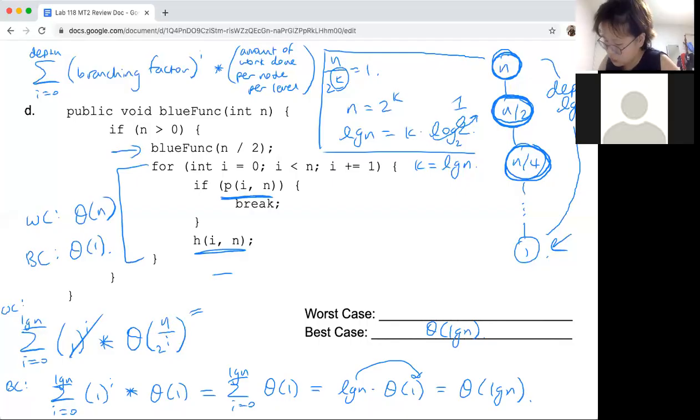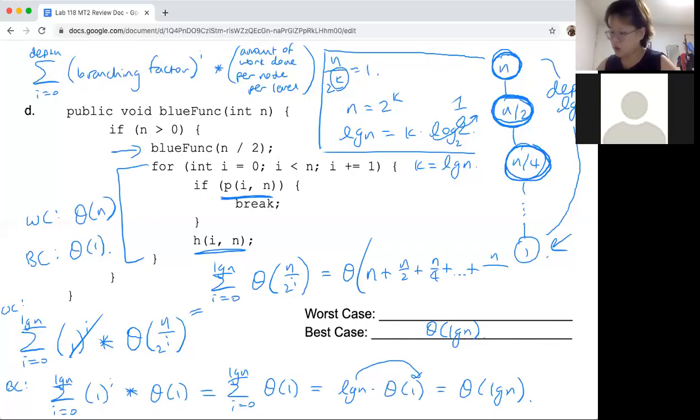So we can just say that this is equal to the summation from i equals 0 to log n of theta of n over 2 to the i, okay? And if I want to expand out this summation, it's going to be theta of n over 2 to the 0, which is basically n over 1, which is n, plus n over 2 to the 1, which is n over 2, plus n over 4, plus all the way to n over 2 to the log n, which is n over n, which is 1, right?